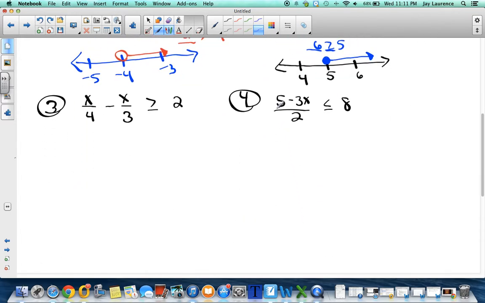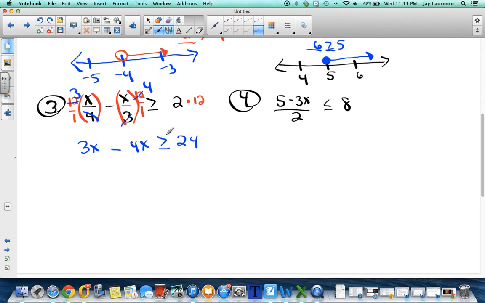All right, this one here, very similar. I'm going to multiply to get rid of the fractions. I think I'm going to multiply by 12 over 1. And I'm going to multiply by 12 over 1 and by a 12 over here. So 4 is going to go into 12 3 times. That's going to be 3x. Minus 3 is going to go into 12 4 times. That's going to be a 4x. And that's going to be greater than or equal to 24.